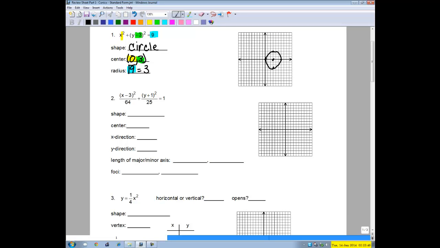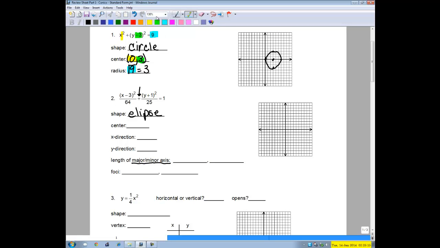This next one, since it is a plus here, it is an ellipse. And if you don't know what shape it is, you could go ahead and start filling these things out, and once you graph it, you'll see what it is. But an ellipse has major and minor axes, so that's one thing that you can look for.